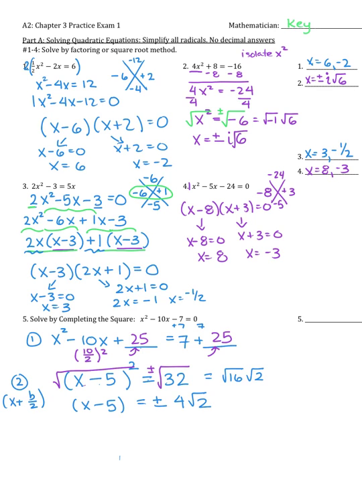And our last step is to isolate x. So we add 5 to both sides. So we have 5 plus or minus 4 rad 2. x equals 5 plus or minus 4 rad 2. So that's what factoring and completing the square will look like.